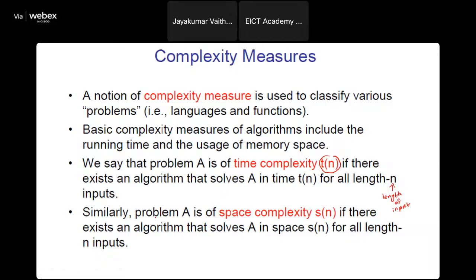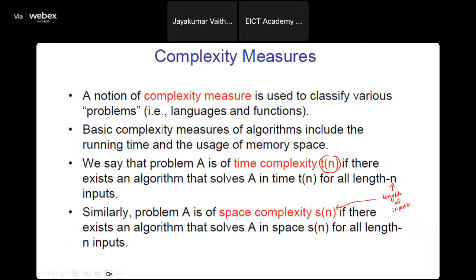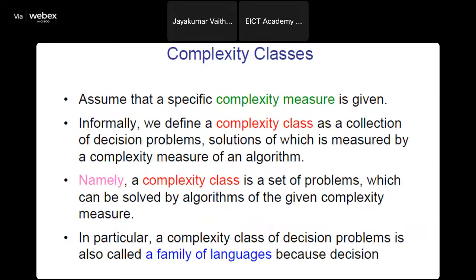The second aspect: each and every problem A has space complexity S of n, if there exists an algorithm that solves A in space S of n for all length n inputs. Again, it entirely depends upon the length of your input. So you need to calculate how much time it took and how much space it takes. This will give a complexity measurement for your algorithm. Okay. So based upon this, you can classify your algorithm into different categories. We already discussed.